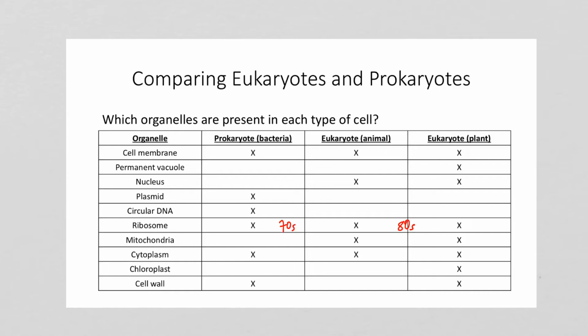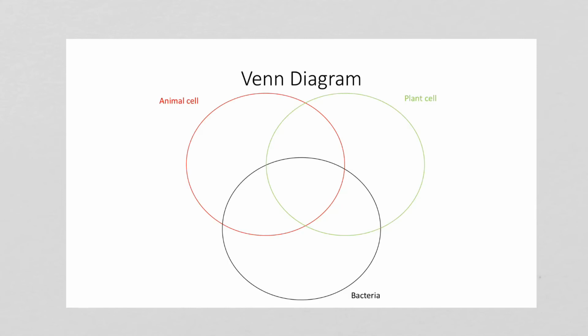Another way, slightly more visual for some people that they enjoy more, is the Venn diagram. So again, we talked about how to set these up in lesson 1. We have 3 circles. The first one in red there is for the animal cell, green is for the plant cell, and the black is for the bacteria or prokaryote cell. And where they overlap, those are the things they have in common, and then where they have something that the other two don't, you just put it in the main part of the circle.